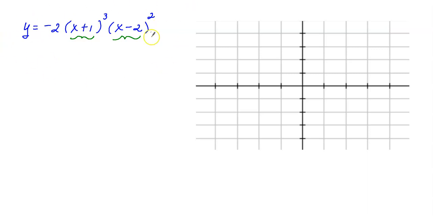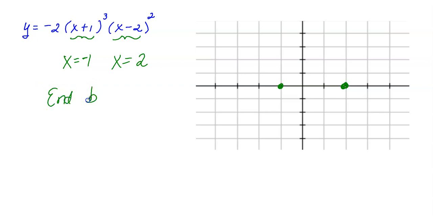Well, we really haven't even found any yet. What would the x-intercept be here? Well, it would be -1, right? You just switch the sign of this. What would the x-intercept be here? The opposite of -2 is +2. And let's plot these x-intercepts of -1 and +2. So -1 is here, +2 is here, and now we've got to figure out our end behavior, right?